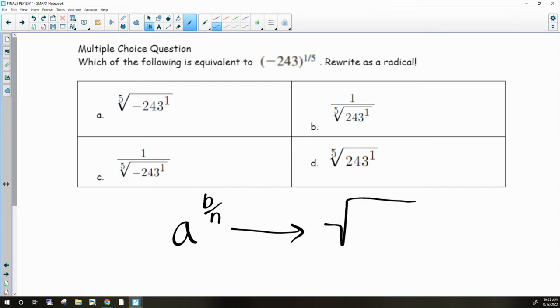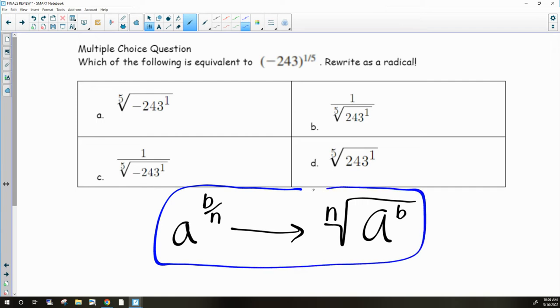Our radical has the a on the inside. Our b, the number on top, is our exponent. And n is the index, that number on the shelf. So we need to be able to turn this problem into a radical. And it's just rearranging. I would definitely add this to your notes. A little star by it.